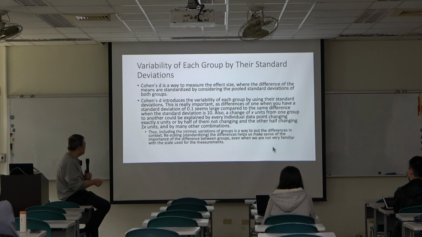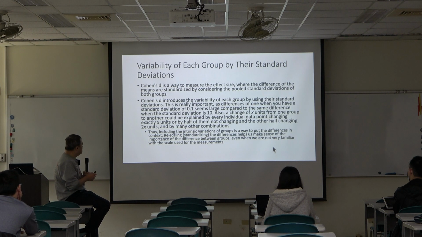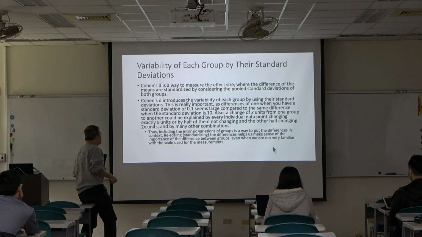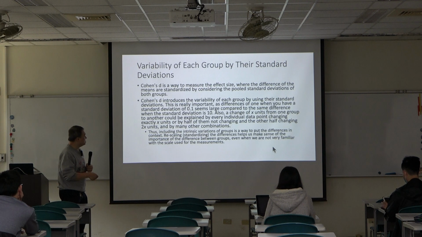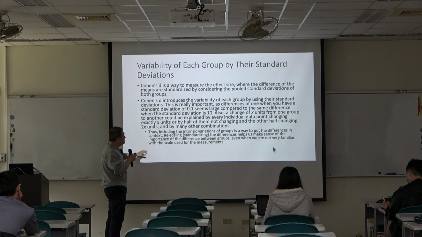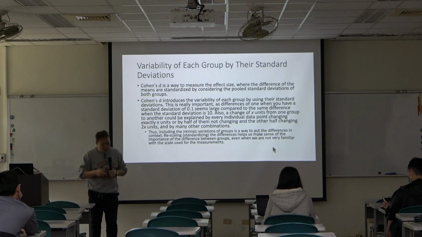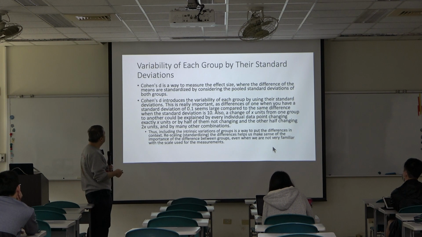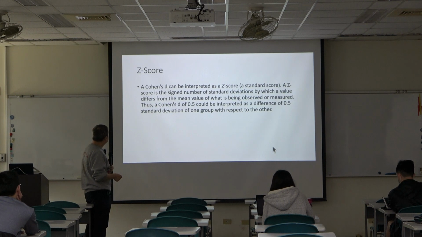Including the intrinsic variations of the groups is a way to put the differences in context. Rescaling the differences helps us make sense of the importance of the difference between groups, even when we are not very familiar with the scale used for the measurement. So this is how Cohen's D works. In some sense, Cohen's D can also be interpreted as a z-score.